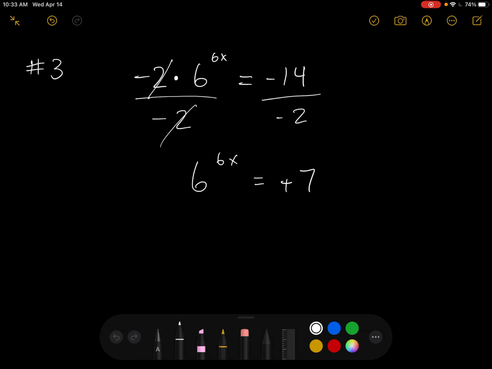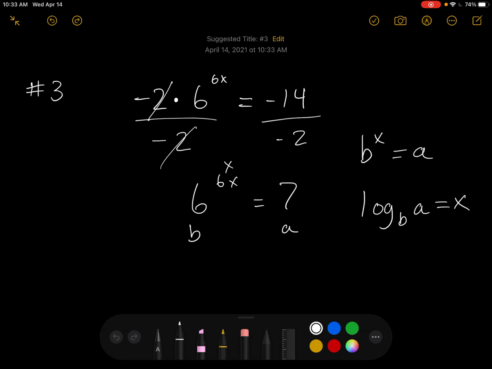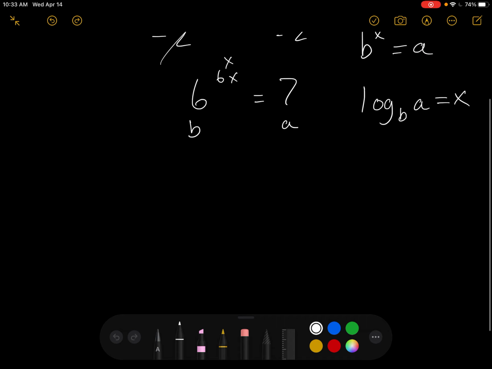And now from here, we're going to change this to a logarithm, right? Because we're solving for x, and we want to use logarithms to help us solve this. So right now we have b raised to the power x is equal to a. That's the form that we have right now, right? This is b, this is x, and this is a. But we need to change to log base b of a is equal to x. This is the form that we need to help us solve this, right? So I'm going to go ahead and change this. So log base b of a is equal to x.